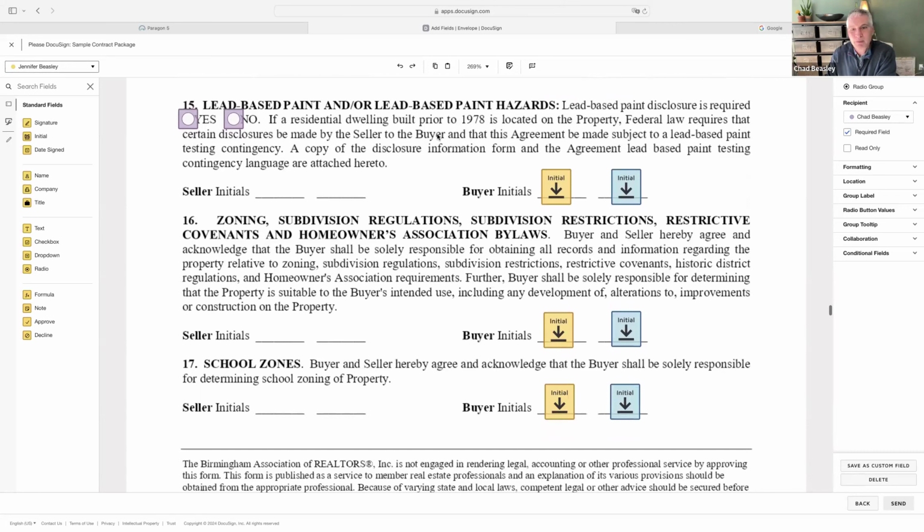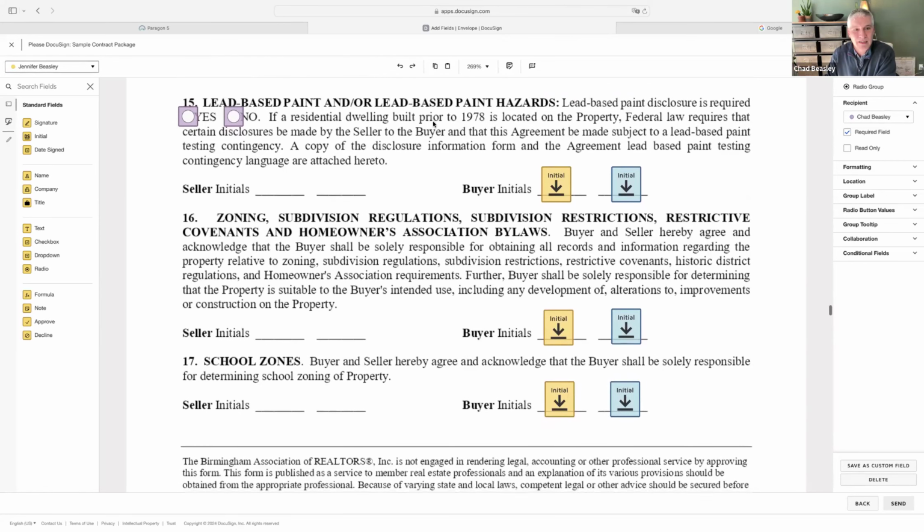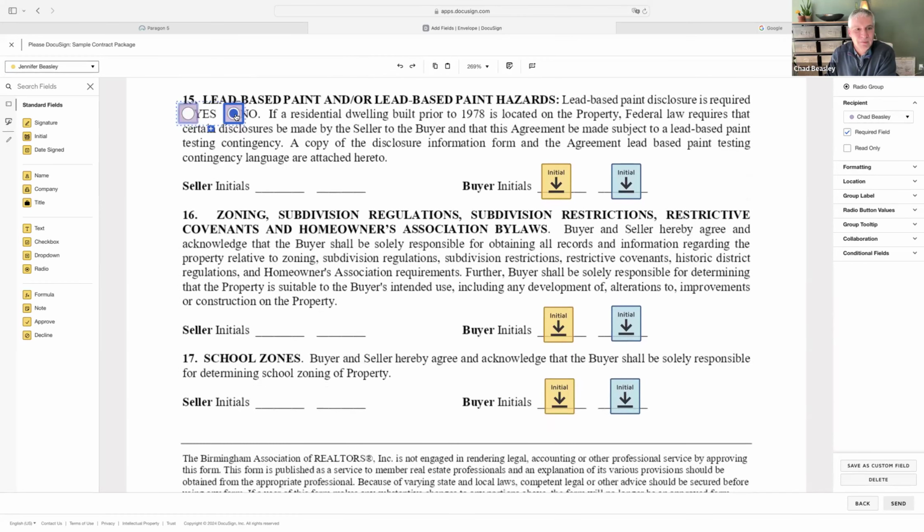If the property was built prior to 1978, that's where you would check yes or no on lead paint disclosure being required. For these purposes, I'm going to say no, but if it was, then the listing agent is required by our MLS to upload a signed lead paint disclosure in the document section in MLS, that you can download and get your buyer to initial and sign.